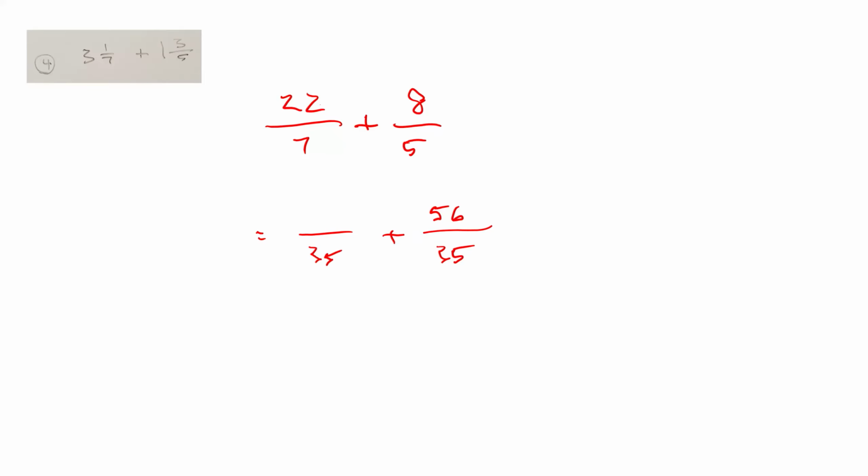Remember, whatever you do to the denominator, if you do the same thing to the numerator, that's an equivalent fraction. It has the same value. That's what we're finding, actually. We're writing equivalent fractions for 8 over 5 and for 22 over 7. So the 7 was multiplied by 5. The 22 also gets multiplied by 5. That will be 110. So now we have two equivalent fractions.